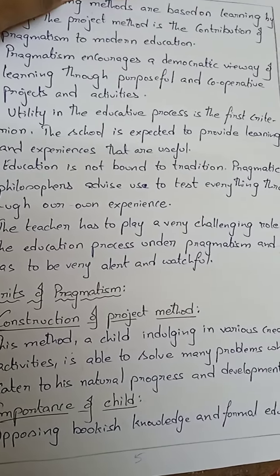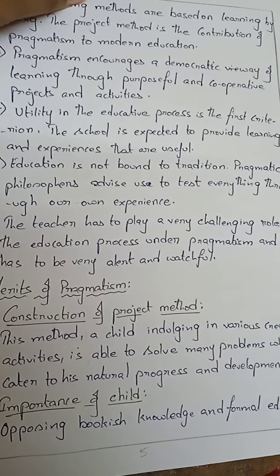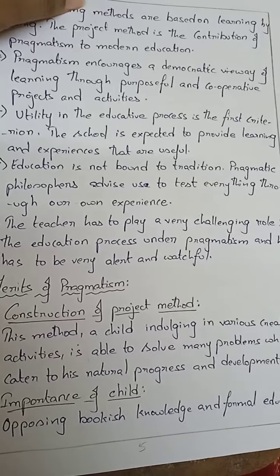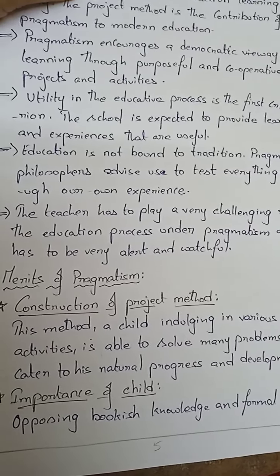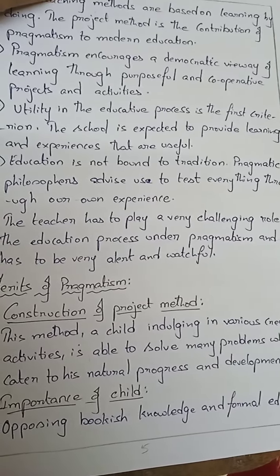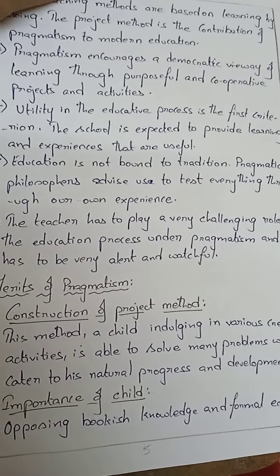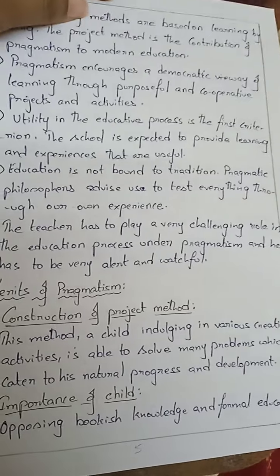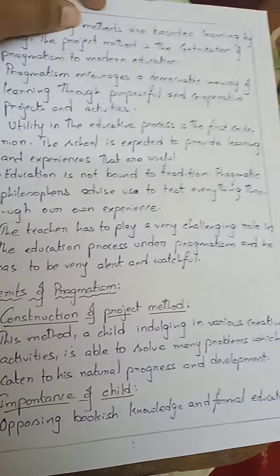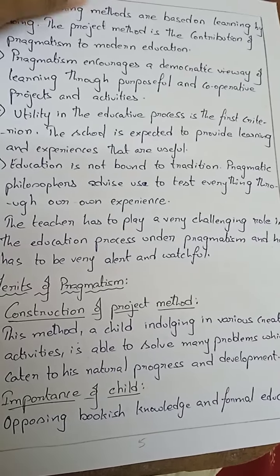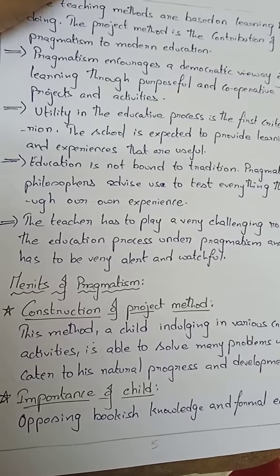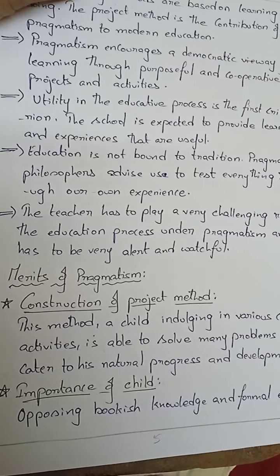Utility is the first criterion in the educative process. The school is expected to provide learning and experiences that are useful. Education is not bound to tradition. Pragmatist philosophers advise us to test everything through our own experience. The teacher has to play a very challenging role in the education process under pragmatism, and he has to be very alert and watchful. Now, some of the merits of pragmatism.